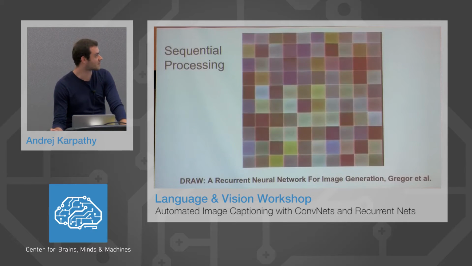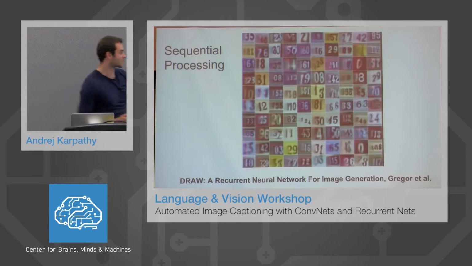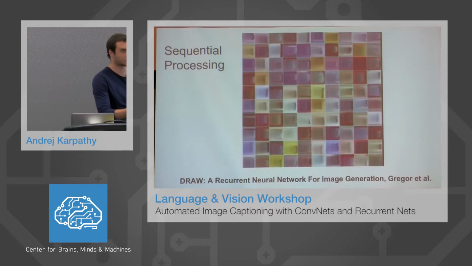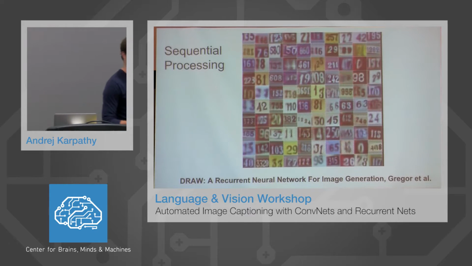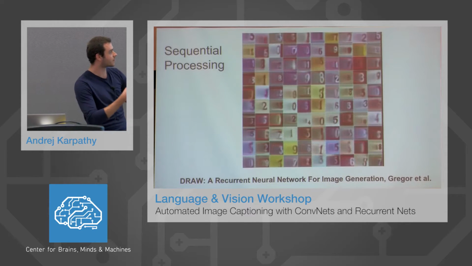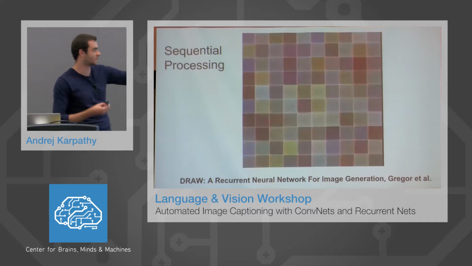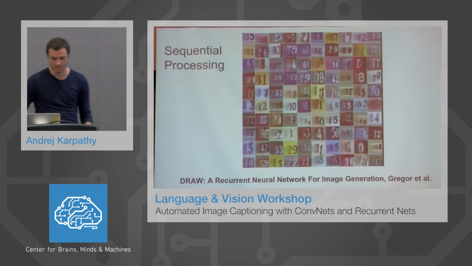You can also produce a fixed size output sequentially. In this case, also from DeepMind, they are generating digits. These are all digits created by a recurrent network, and the recurrent network is effectively adding paint to a canvas over time and creating these digits.